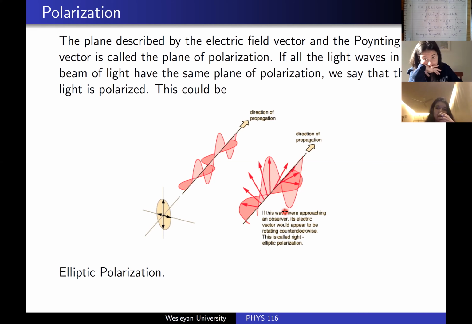So why is polarization interesting? It turns out that certain materials interact with polarized light in different ways. Unpolarized light, we often denote as just a mix of polarizations. So you will often just see it being denoted as a whole bunch of arrows like this. This is a typical way of denoting unpolarized light.